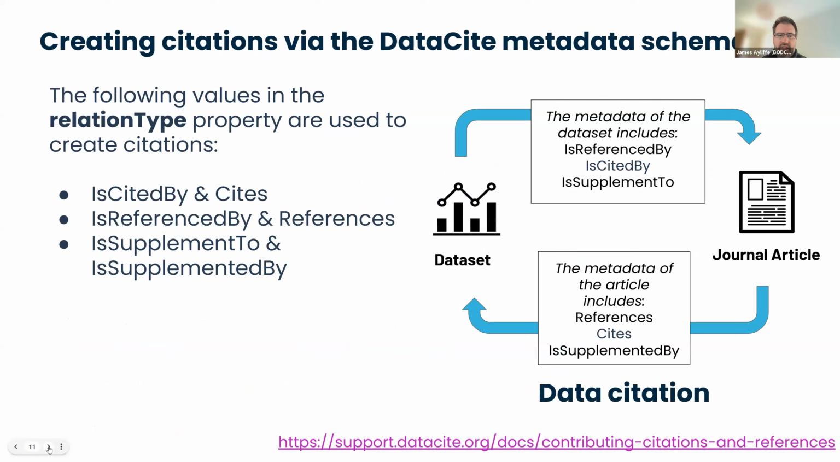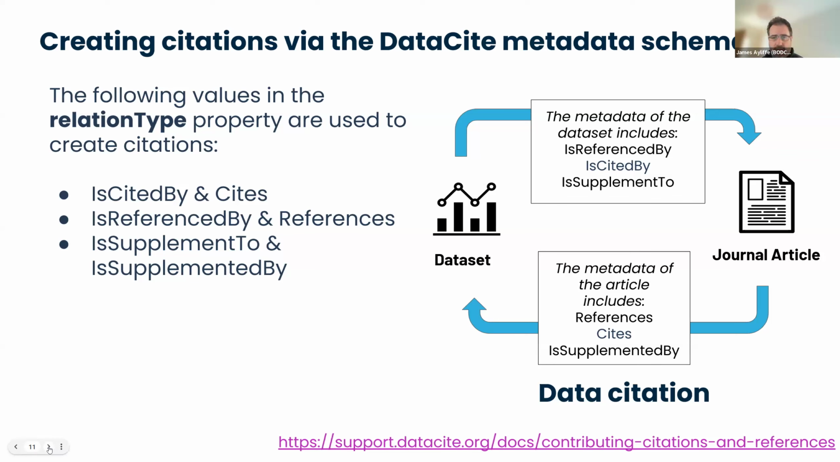So creating citations via the DataCite metadata schema. The following values in the relation type property are used to create citations. So this is important when you think of the complex citations and getting that impact, and where elements have been cited versus the relationship. So they use is cited by and cites, is referenced by and references, is supplement to and is supplemented by.